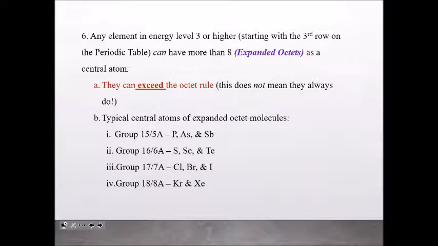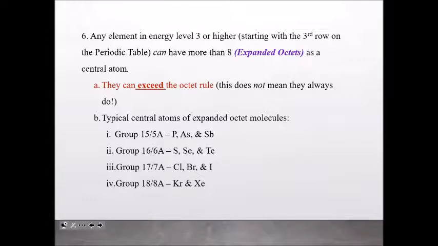All right, the expanded octets. So they apply to these notes here. Now, principal energy level 3, which is period 3 on the table. Guess what? They all have those d orbitals and those higher energy levels. So they can pack in more electrons than 8. It is a possibility. So, anything period 3 or beyond, typically going to be like phosphorus, sulfur, chlorine, arsenic, selenium, bromine, antimony, tellurium, iodine.